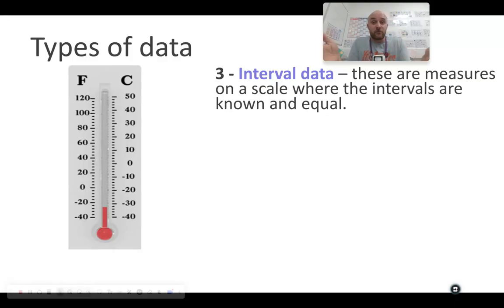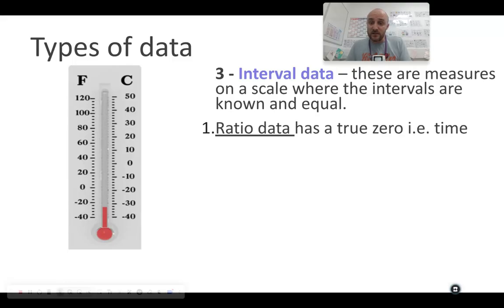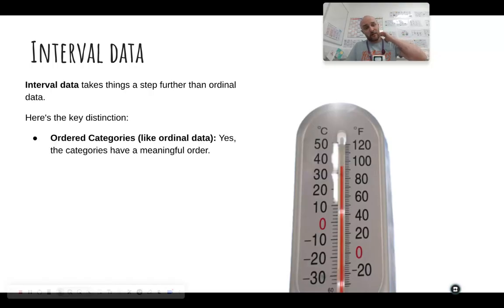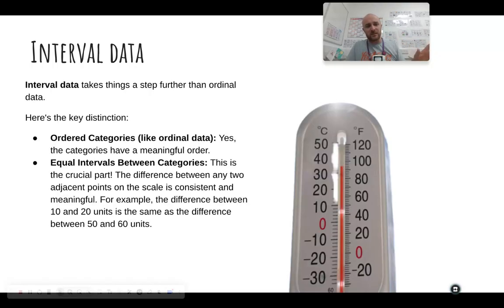But temperature doesn't have a true zero, right? We have 0 degrees, but you can go below that. Shoe size, IQ is a good example. So let's go a bit further. Interval is the harder one. It takes things a step further. Yes, it has ordered categories, but I don't want you to pay too much attention to that.